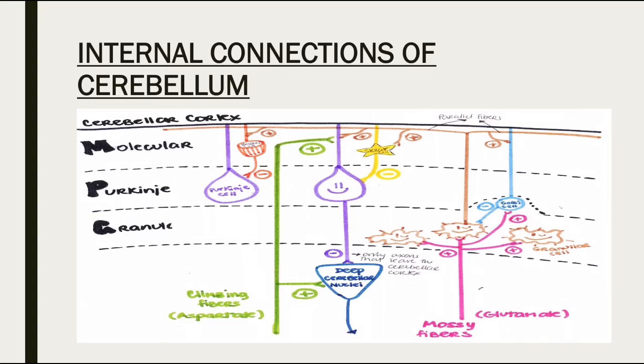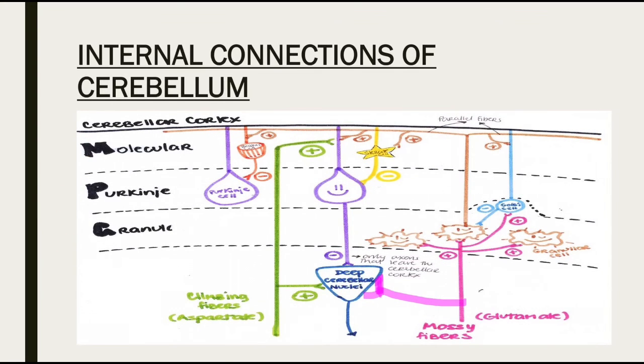Now, internal connections of cerebellum. There are three layers in the cerebellar cortex: the outer molecular layer, the middle Purkinje cell layer, and the inner granular cell layer. There are two main inputs to the cerebellum.